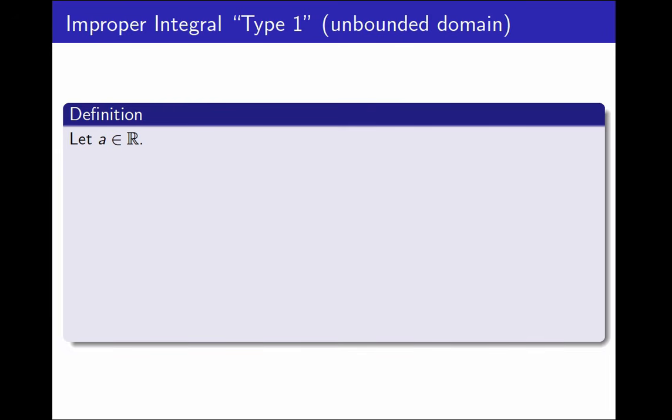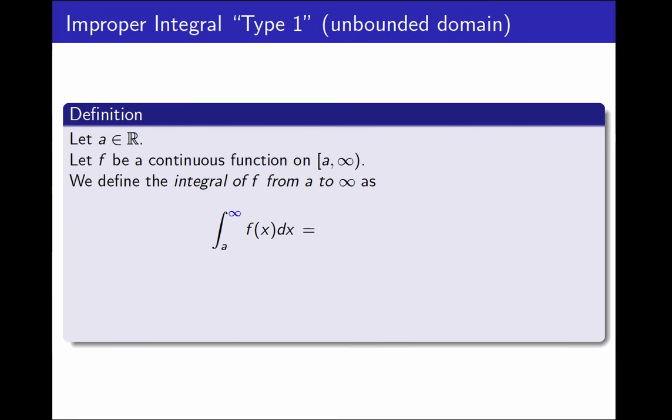I have a real number a, and I begin with a function f that is continuous from a to infinity. A is included. And then I want to define the integral of f from a to infinity. We're going to define it like in the previous example. First, for any real number b greater than a, I can compute the integral from a to b. That will be a number. And now I get a function that depends on b. And then I take the limit as b approaches infinity.